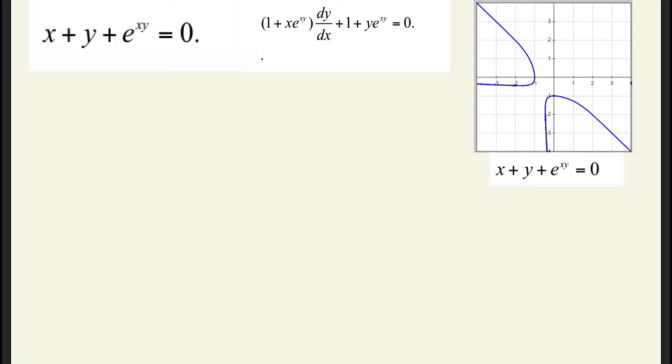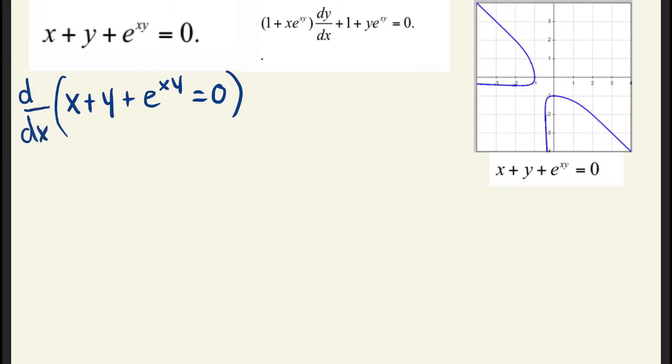To further understand implicit solutions, here is one last example. So we have x plus y plus e elevated to the xy equals 0. Is this a possible solution for the following equation? So we start by taking the derivative with respect to x of all the terms. And here what's important to remember is that when taking the derivative with respect to x of e elevated to the xy, y is a function of x. So here we apply the chain rule.